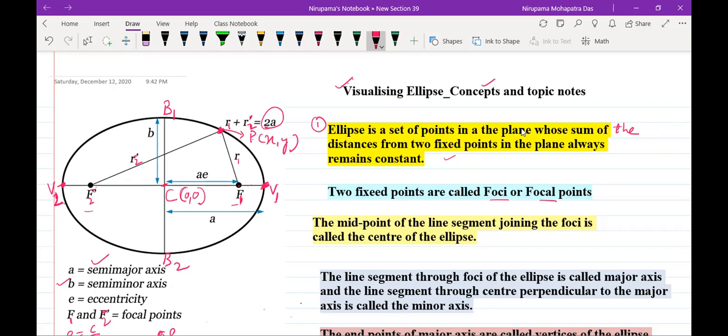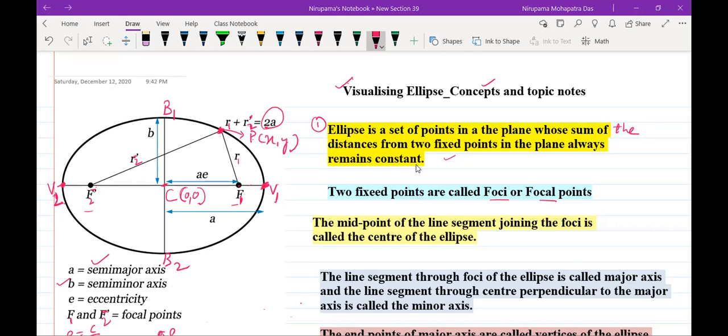As we have seen in the GeoGebra applet, wherever the point P is on the ellipse, whenever you move the slider, PF1 and PF2 merge with the line F1F2, and they cover the whole line segment V1V2. Should I show you once more? Just one minute. If any of you have missed this, let me show you what I am saying.